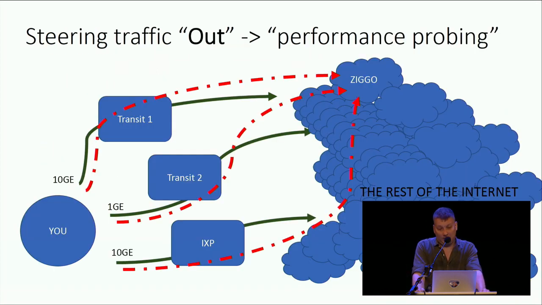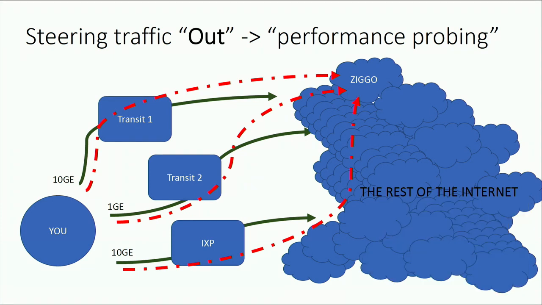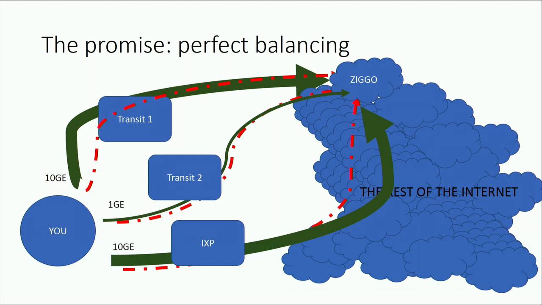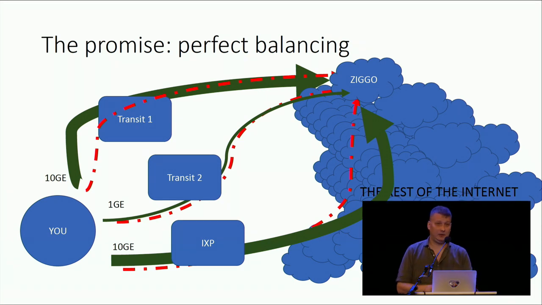What some of the software does, and this is what is appealing in situations where you're facing constraints, is you install a sort of appliance, you configure it to probe the available paths towards the rest of the internet. You can use source-based routing or DHCP markings, or there's a number of tricks. And then based on these probings, a sort of traffic profile is created and pushed into your network that dictates that, for instance, you'll push 40% on transit 1, 10% on transit 2, and then the rest on the IXP.